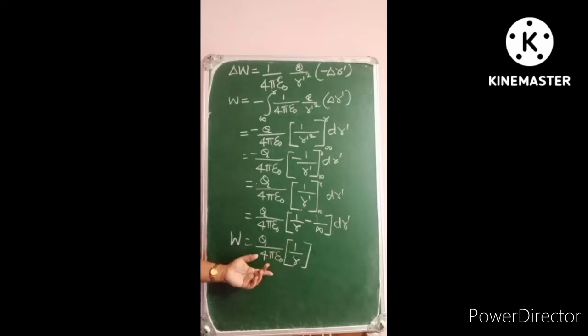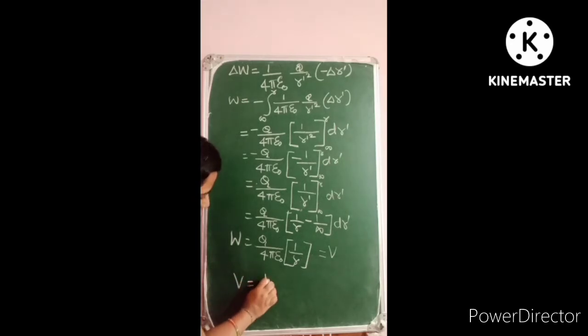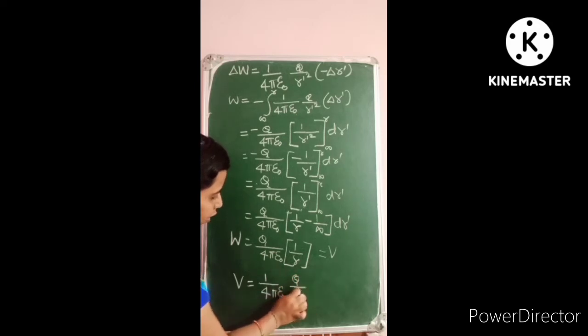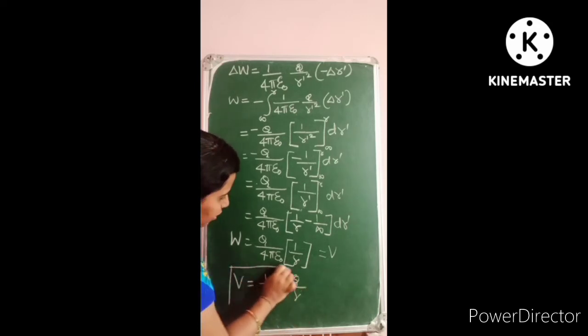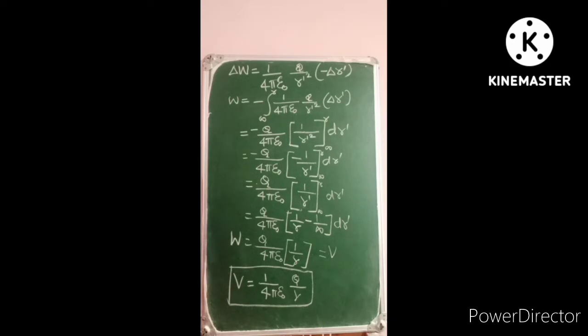But the work done is equal to the electrostatic potential, that is, this is equal to V at a point. So we have to write V is equal to 1 by 4 pi epsilon naught into Q divided by R. So this will be the final expression for the electrostatic potential. V is equal to 1 by 4 pi epsilon naught Q divided by R.